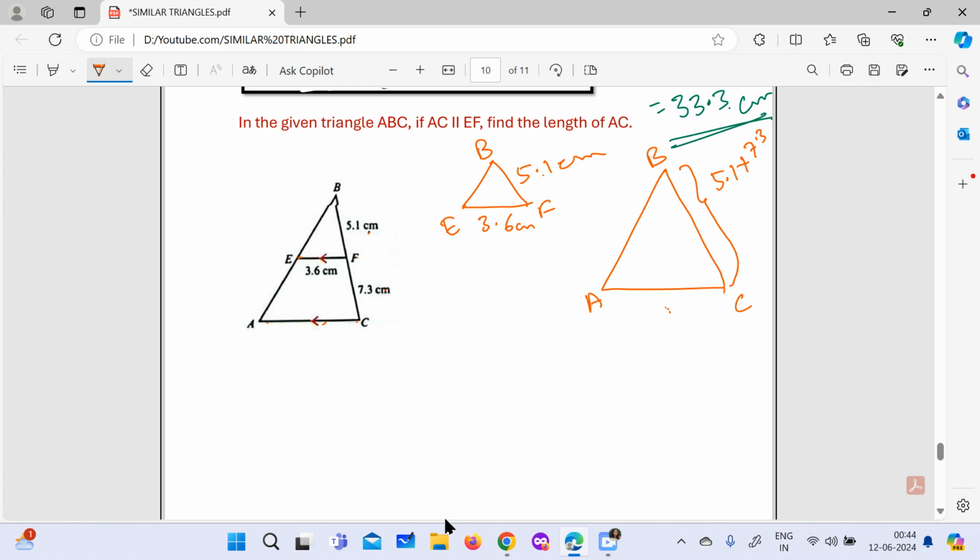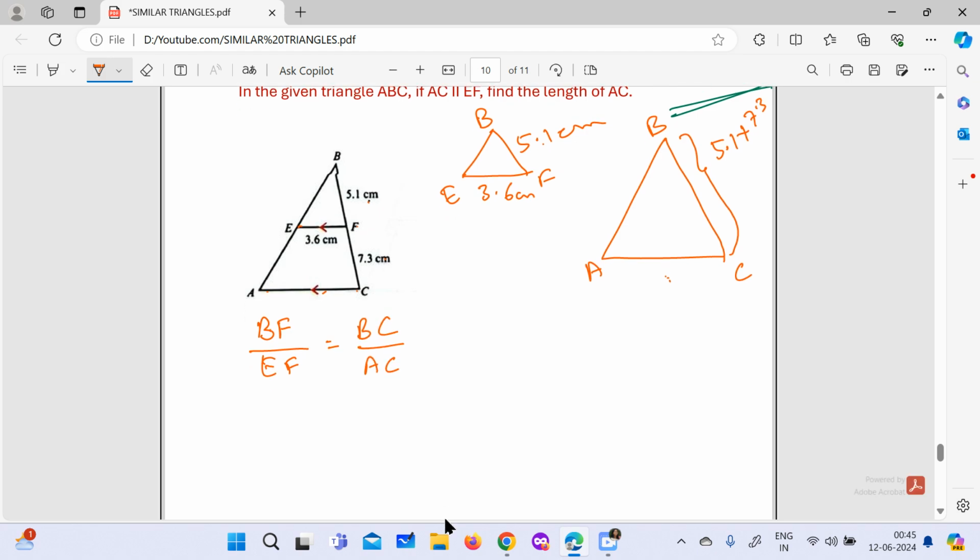Okay, we can write the ratios now. Let's write the corresponding sides first. We can go with the internal ratios as well: BF over EF is equal to BC over AC. Now we substitute the values over here. BF is 5.1 over EF is 3.6, which is equal to 5.1 plus 7.3, that will give you 12.4, over length AC.